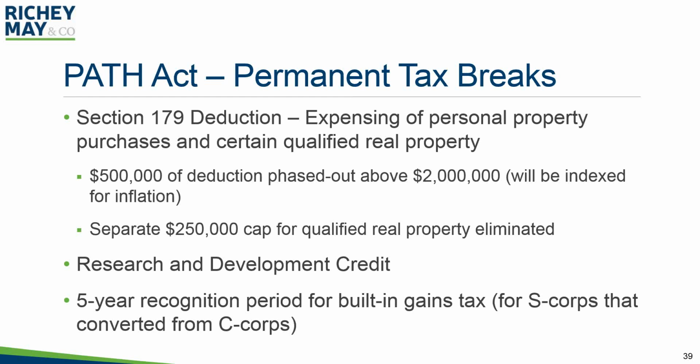So if all you did was $500,000 of leasehold improvements to a building, in the past you would have only been able to expense $250,000 of that as this separate cap would kick in. Now that cap's gone away, and all of your qualified property just fits under one umbrella of the $500,000 limit.